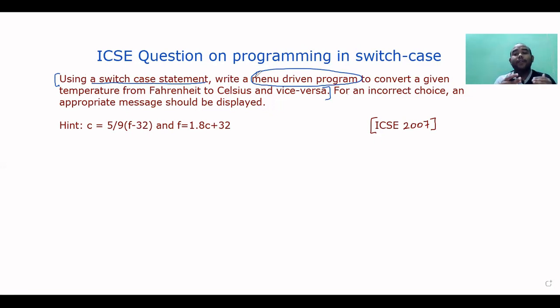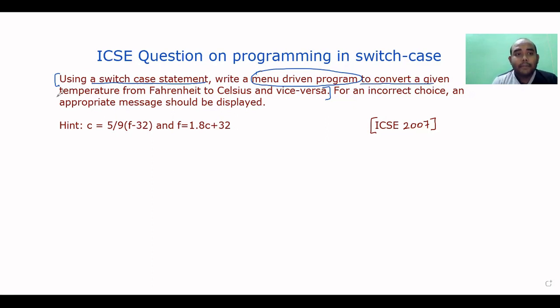A menu-driven program is basically a program which gives a list of options to the user. The user has to select one of the options, and then the option which he has selected will be worked out. So here also we have to provide multiple options to the user. Now, what are the options? The question has already mentioned them.